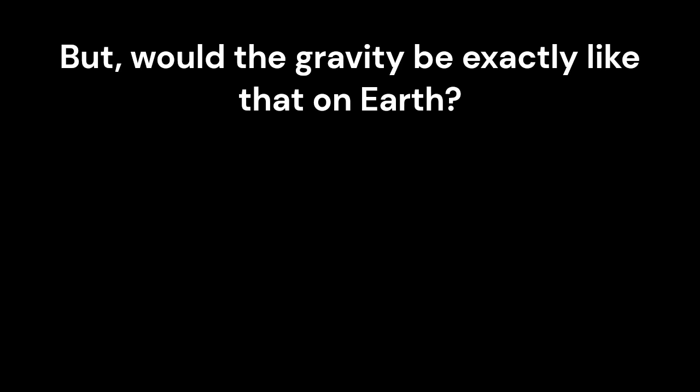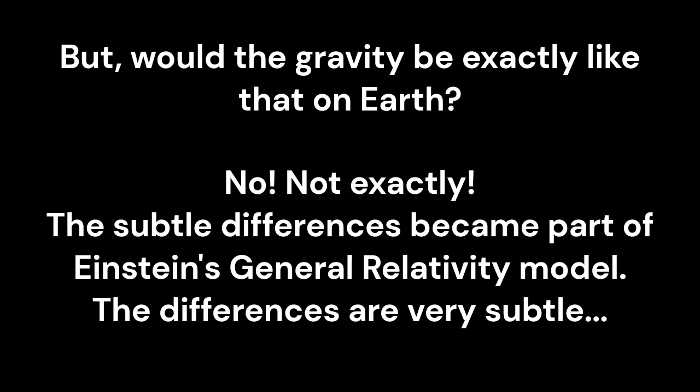But would the gravity be exactly like that on Earth? Not exactly. No, it wouldn't. The subtle differences between gravity in this kind of rocket ship and gravity on Earth became part of Einstein's General Relativity model. The differences are very subtle.